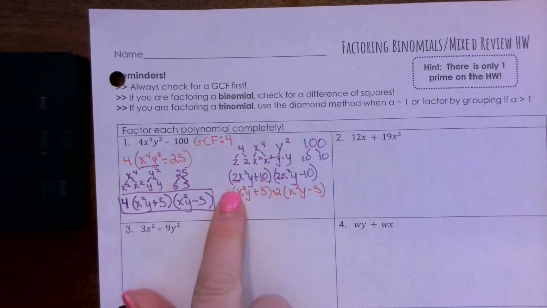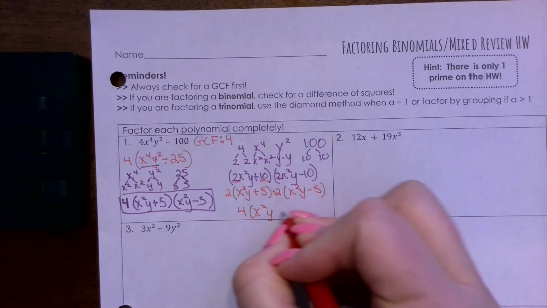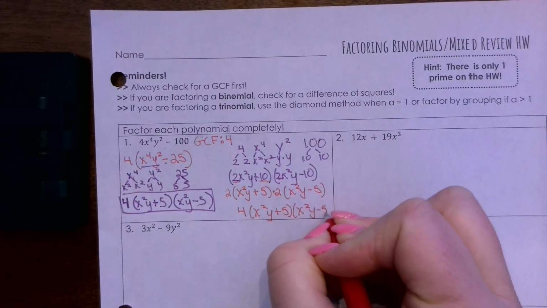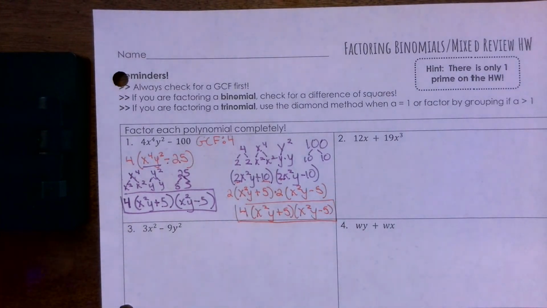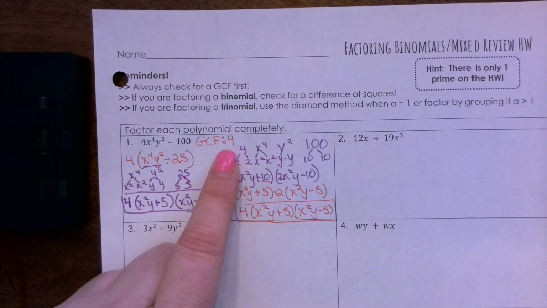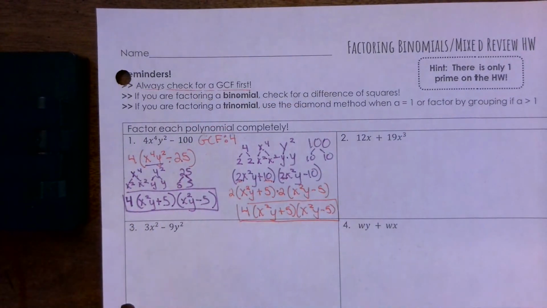Well, remember, multiplication is commutative, so I could have the 2 times 2 together. There's 4, and now I have the x squared y plus 5, x squared y minus 5. So again, I end up in the same place. I've just taken out my coefficient, greatest common factor, at the end. It's usually going to be more effective and efficient to take it out in the beginning. So that's why we say to always check for that GCF first.